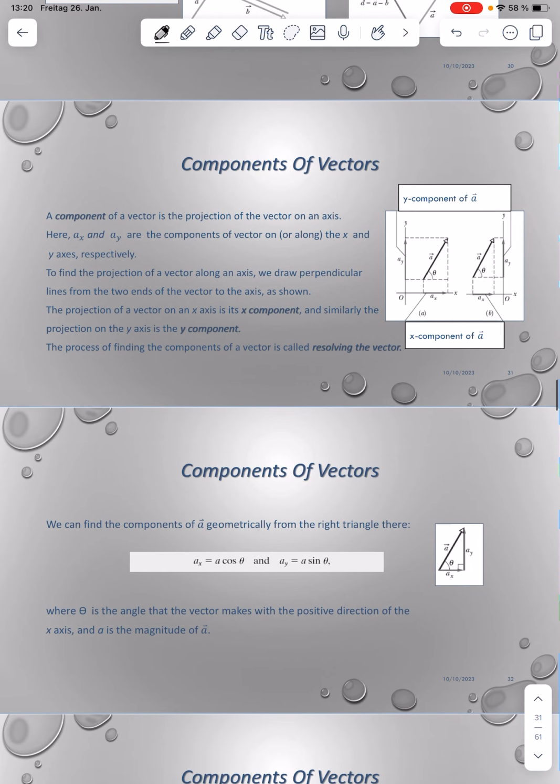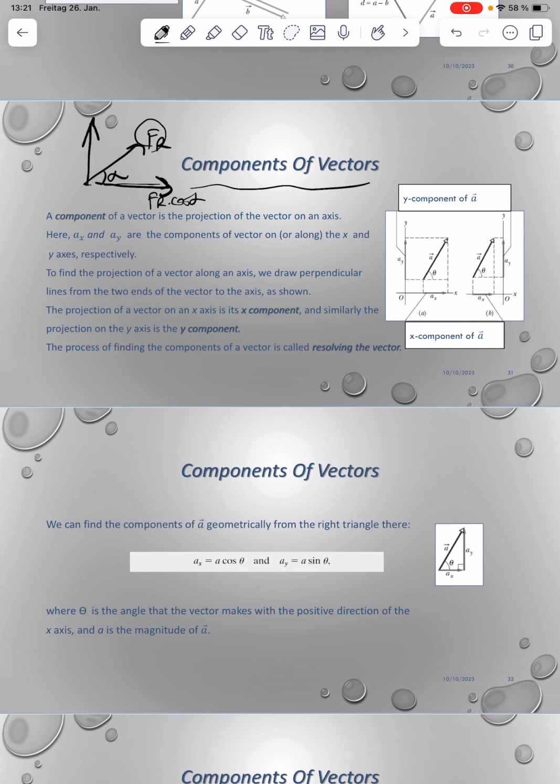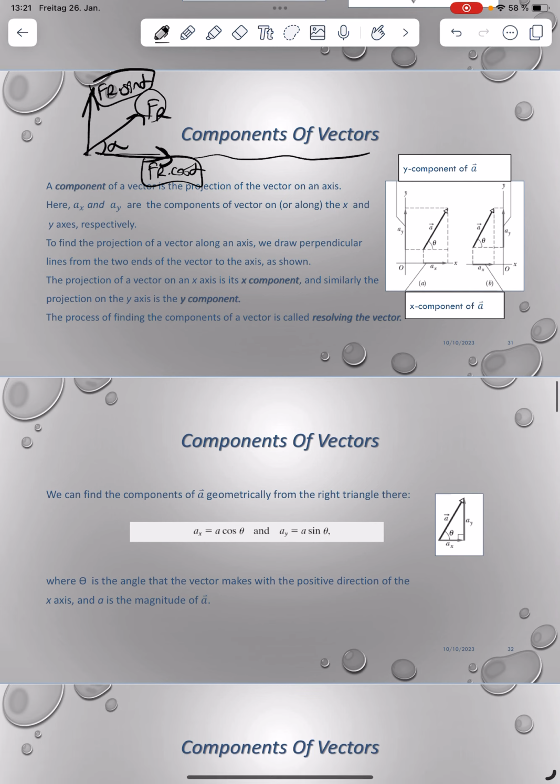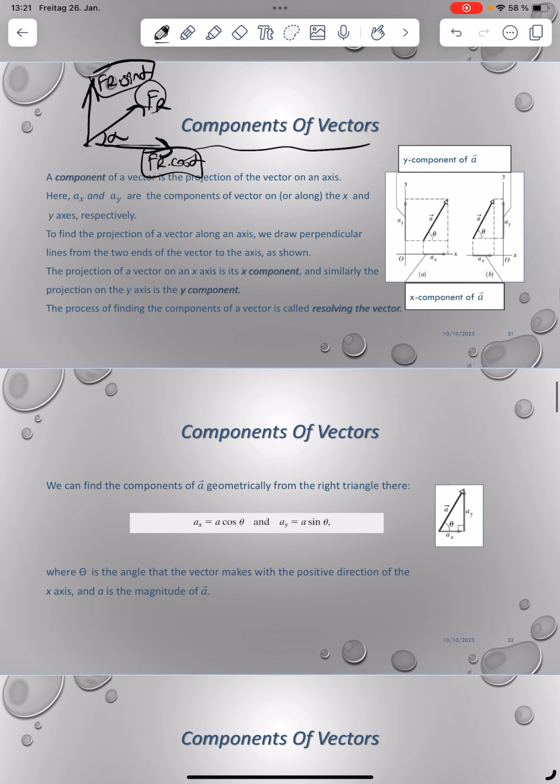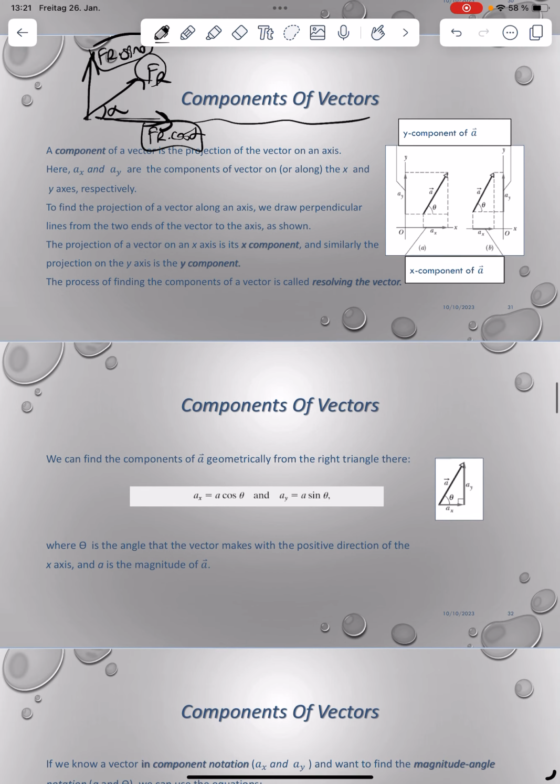And the components of the vectors are also easy. You can remember from high school. The angle is called alpha, and F is the resultant force. F resultant force times cosine alpha is the x direction of the vector, and F resultant force times sine alpha is the y direction of the vector. It is also easy. It is from a triangle, sine and cosine.